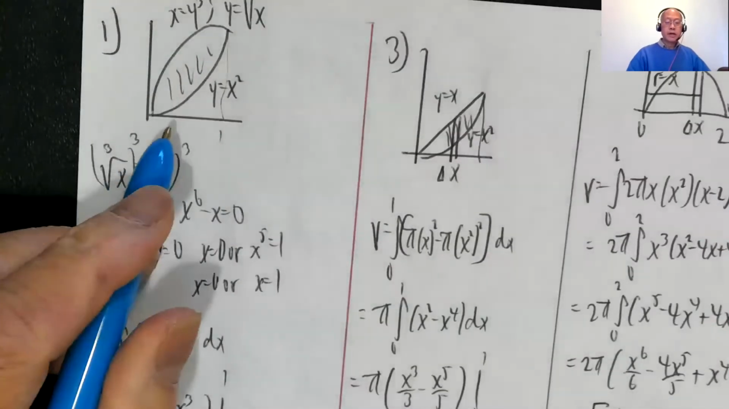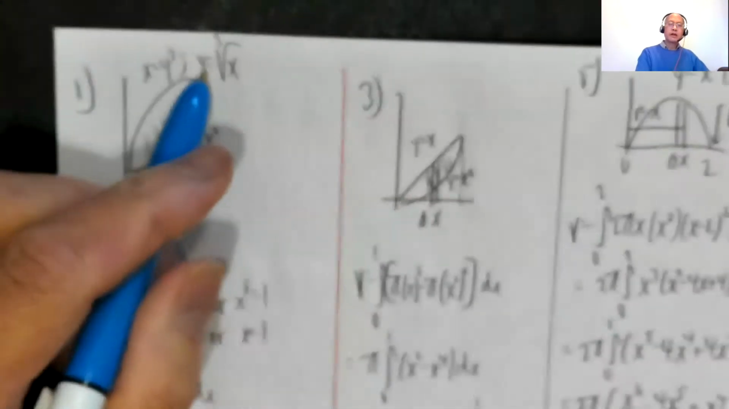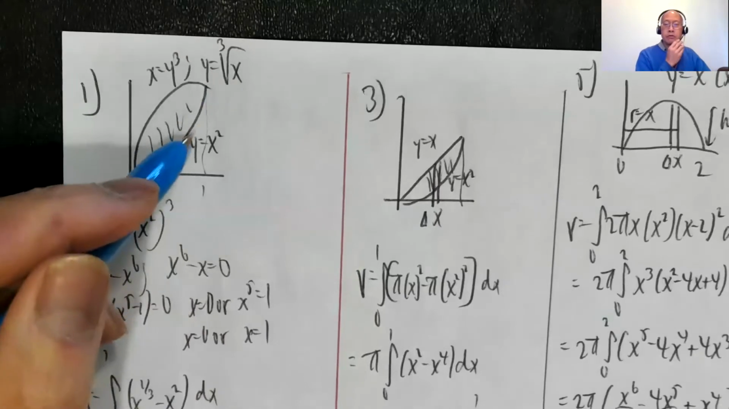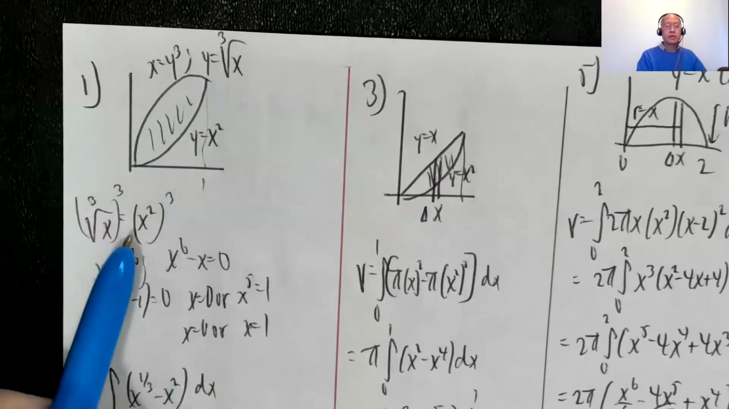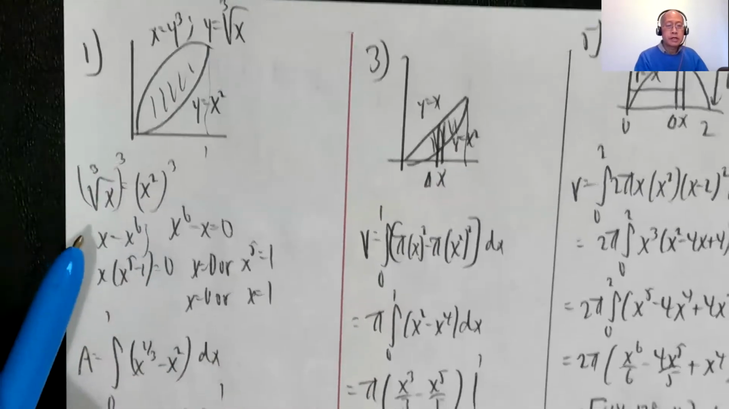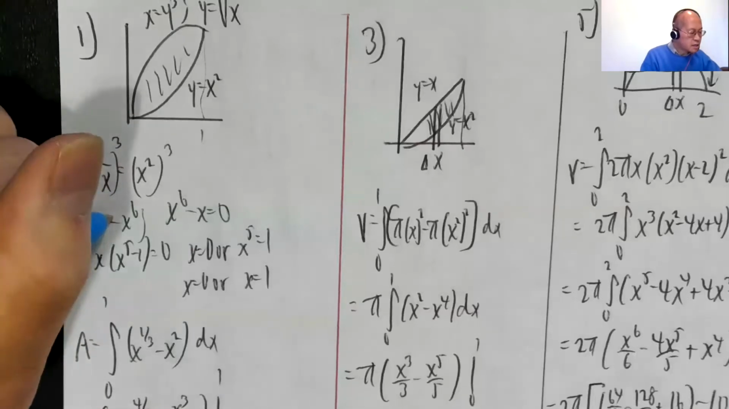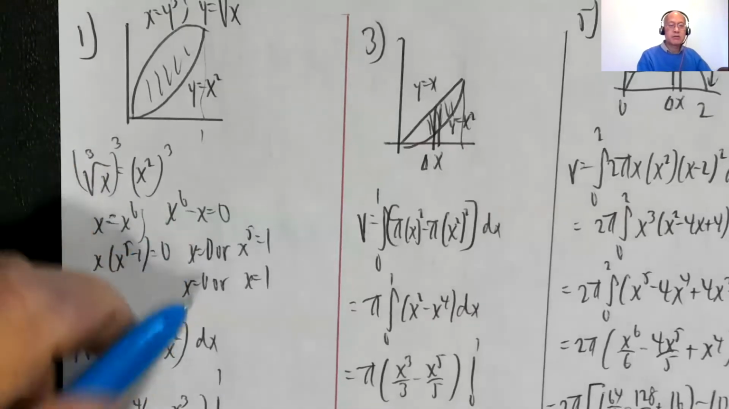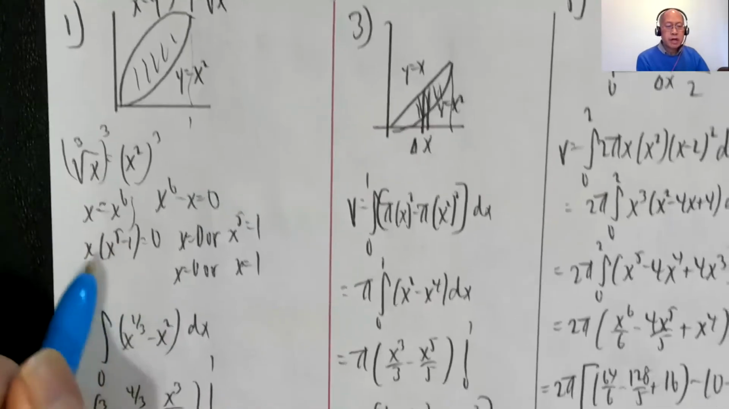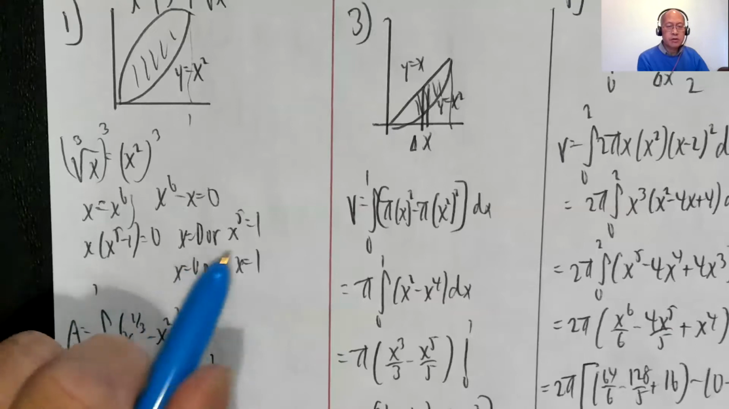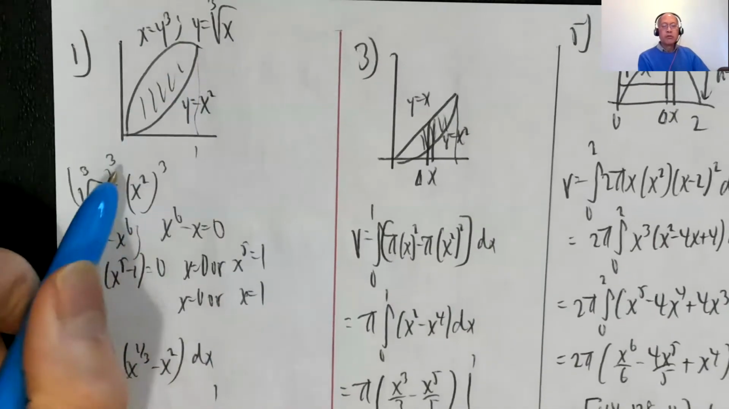Number 1, we have y equals x squared and x equals y cubed, which is y equals cube root of x. They touch at (0, 0) and (1, 1). To show that, you can set them equal to each other. Cube root of x equals x squared. Cube both sides, and you have x equals x to the 6th, which means x to the 6th minus x equals 0. Factor out an x: x to the 5th minus 1. That means x equals 0, or x to the 5th equals 1. Take the 5th root of both sides, and you have x equals 1. So they touch at (0, 0) and (1, 1).